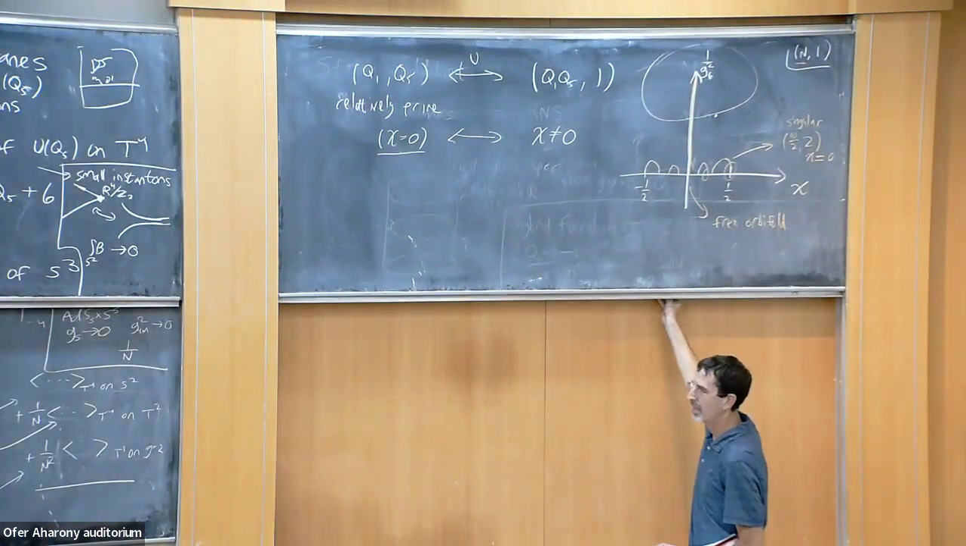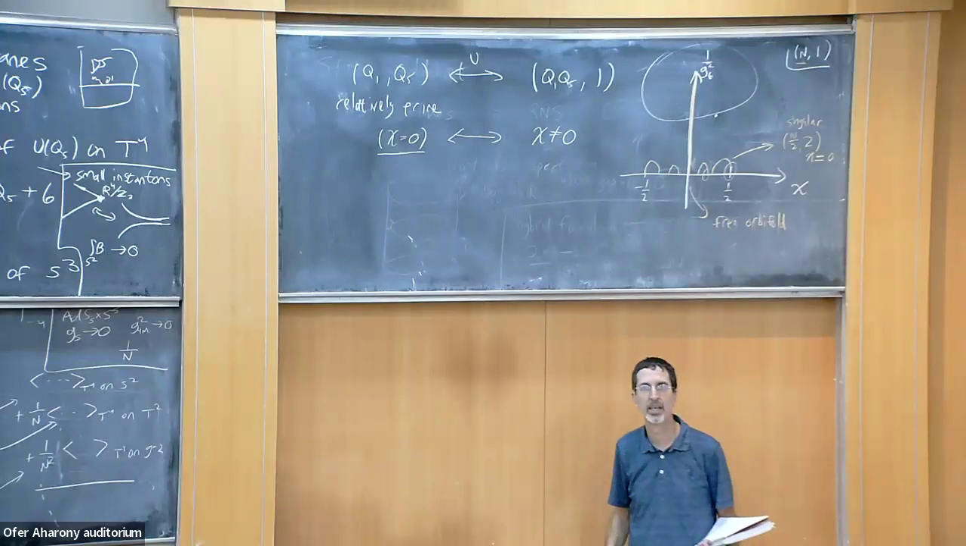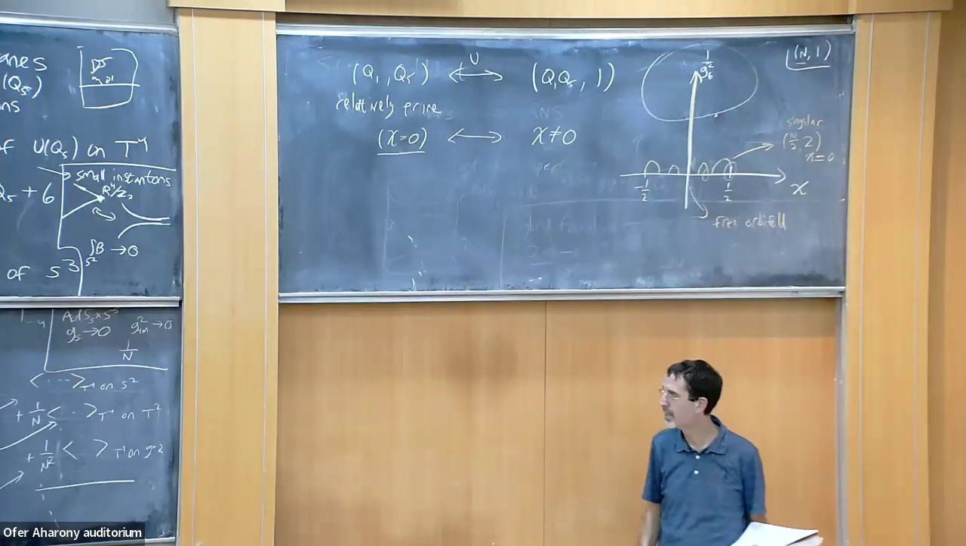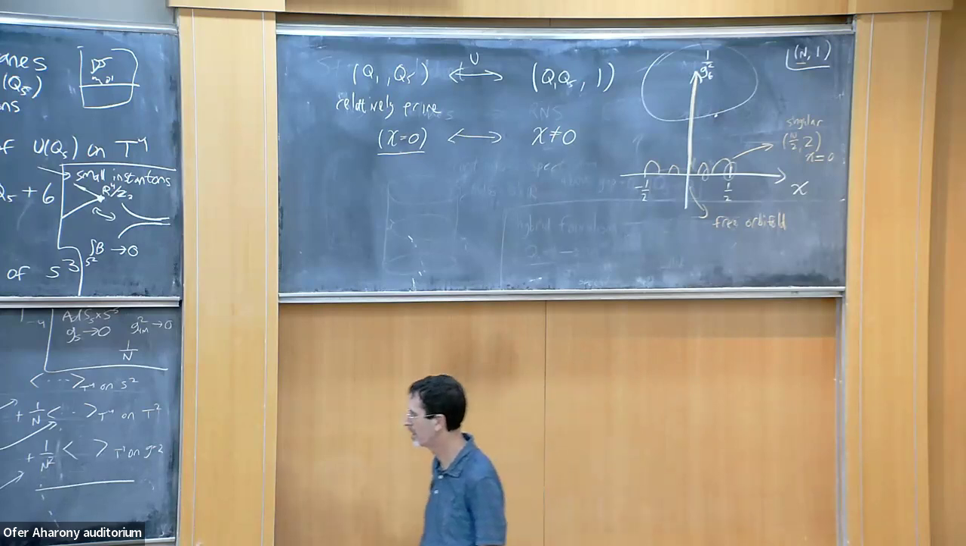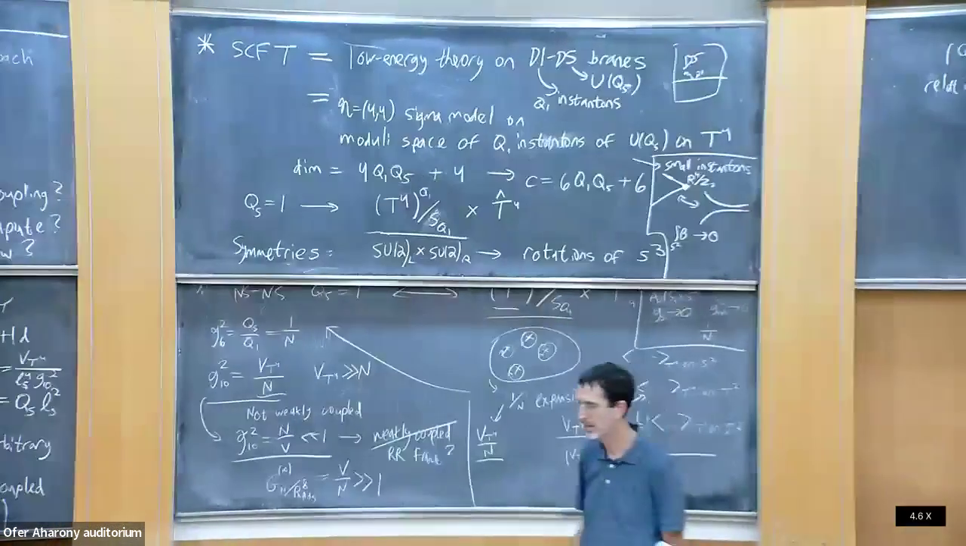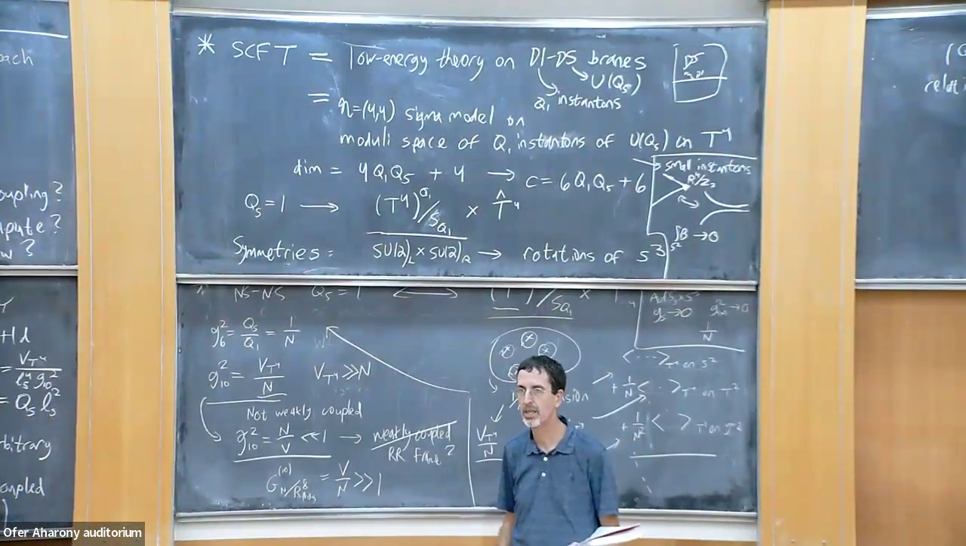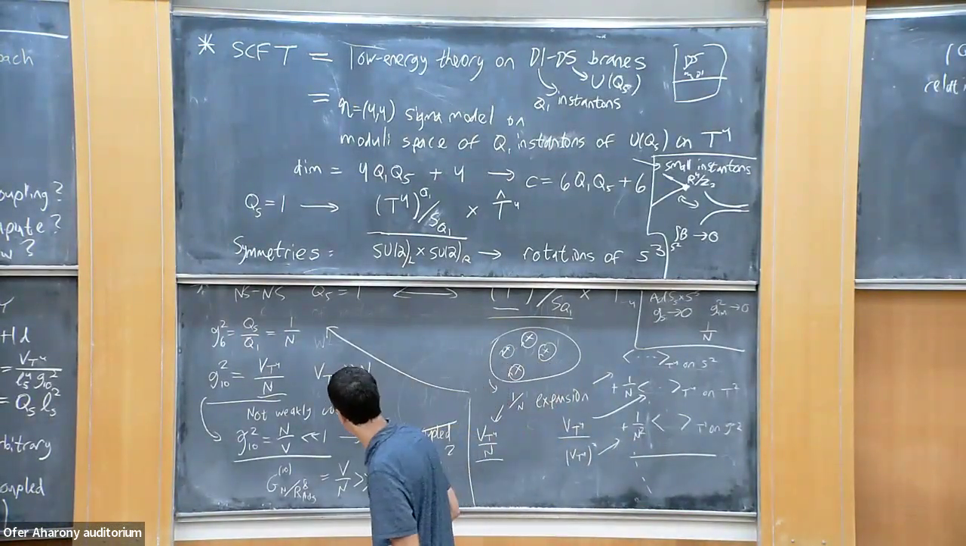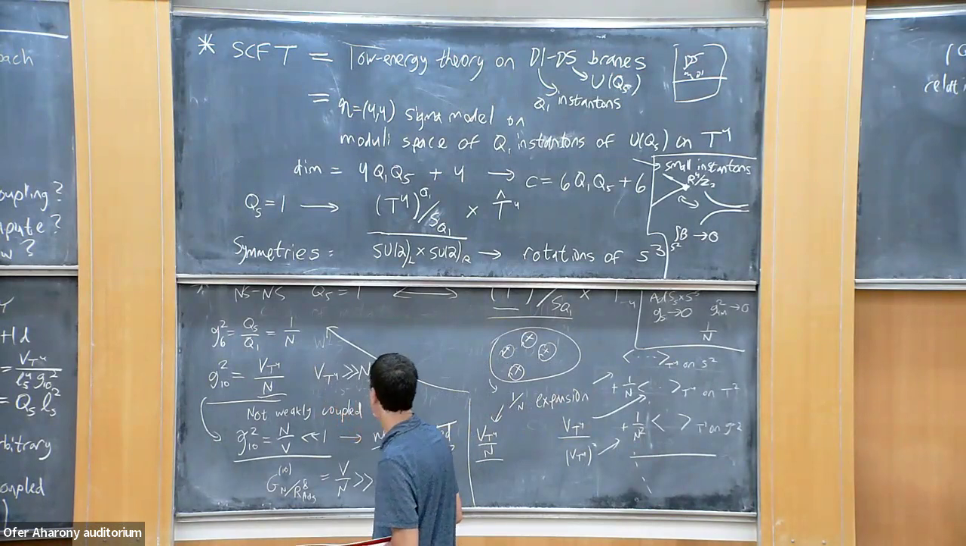Sorry, question? So if you take Q5 to be 1, can you comment, for example, on the plane wave limit, and then just add some Ramon-Ramon flux, and do you get a similar picture?